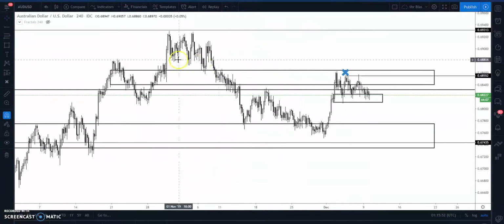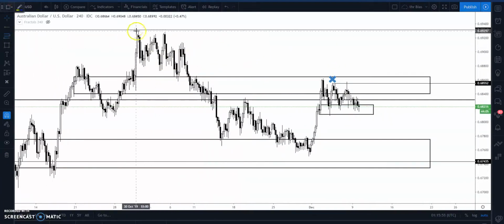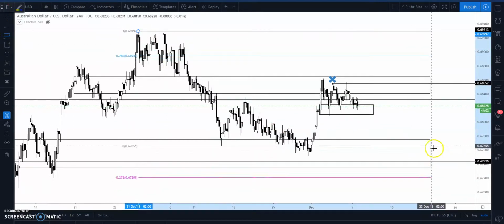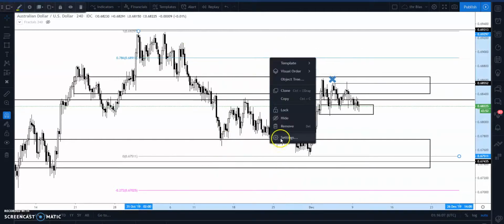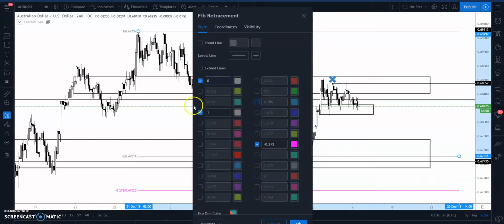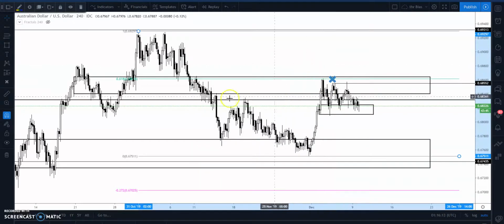So I've zoomed out a little bit, and let me draw a fib just to give us some more confidence on this side. We use fibs to pick these levels. So we've got this level here. Let's see where it is. There you go. Bam. Right on the dot, as you can see.